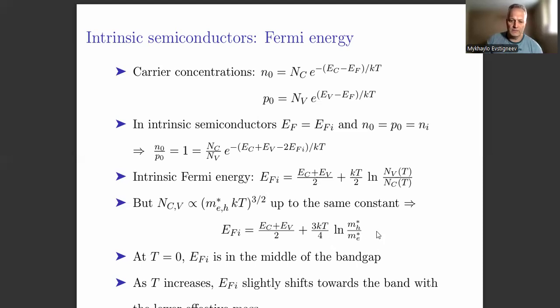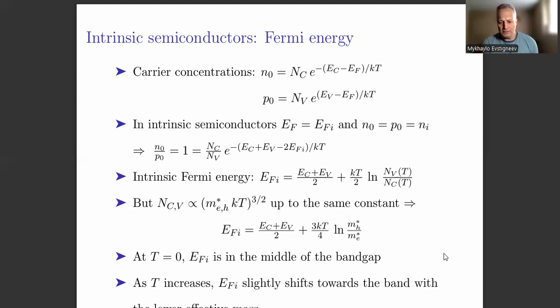Actually, it is smaller than 26 milli electron volts, because typically the electrons and holes have similar effective masses. So the natural logarithm is taken of a number which is close to 1. The natural logarithm of 1 is, of course, 0. But in general, this correction is not exactly 0. So the Fermi energy is close to, but not exactly in the middle of the band gap.